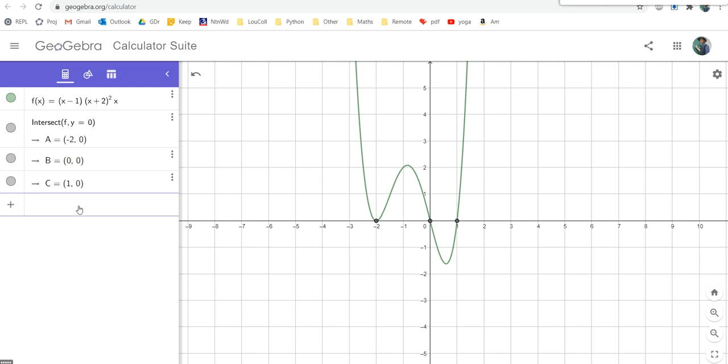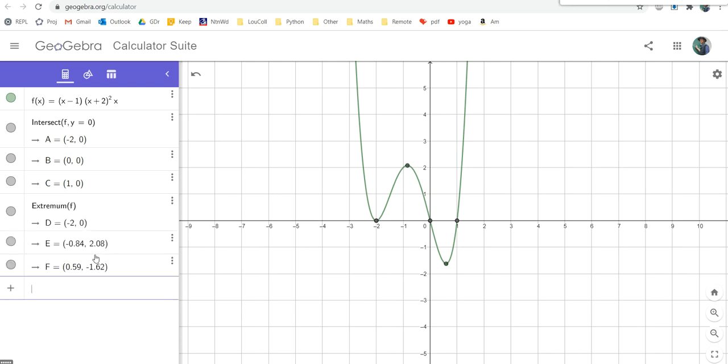We can also find the maximum and minimum points as coordinates. Even before we learn enough mathematics to generate these for ourselves, we can use the extremum function in GeoGebra. Extremum, open brackets, f. And that should pick out for us these three points. One of them you'll recognize, minus 2, 0. That's not just a root, it's also a minimum. And then we've got this point up here, which is about minus 0.8, positive 2. And then there's a minimum down here as well.